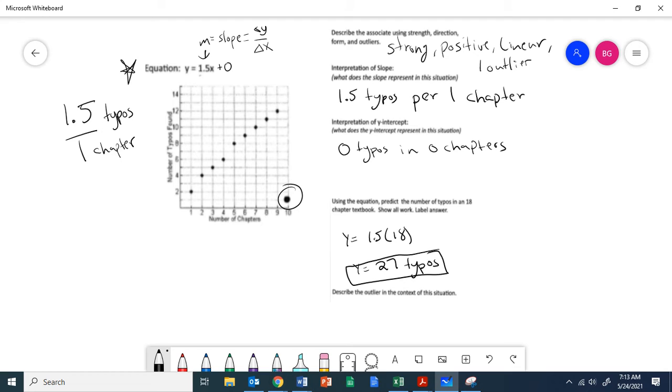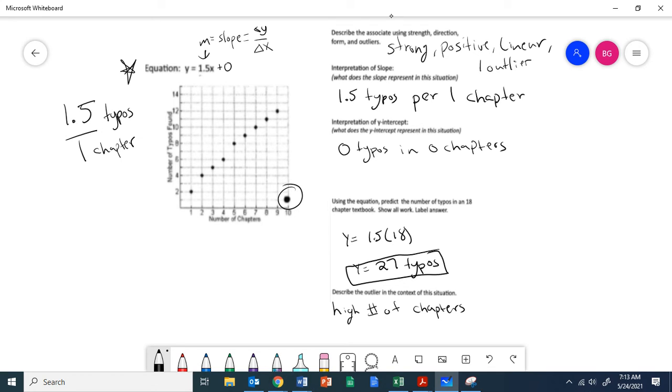Now, the last question is describe the outlier. So when we describe outliers, we're just going to talk about how is it different, or what makes it unique. In this one, you can see it's down in the bottom right, which means we have a high number of x, our x variable, which is a high number of chapters. So I'm going to say a high number of chapters.